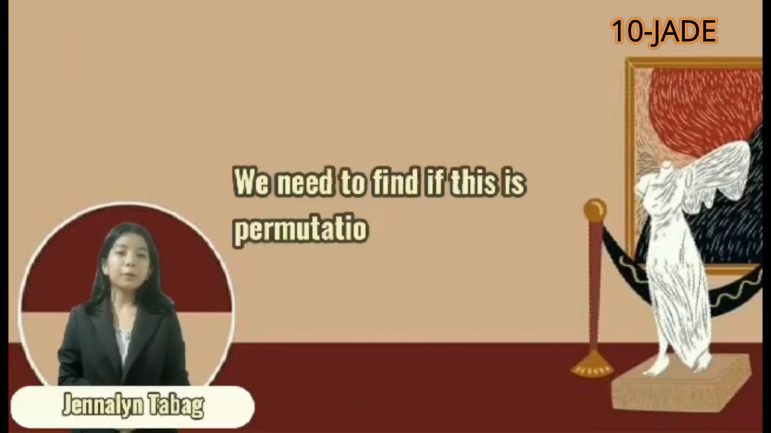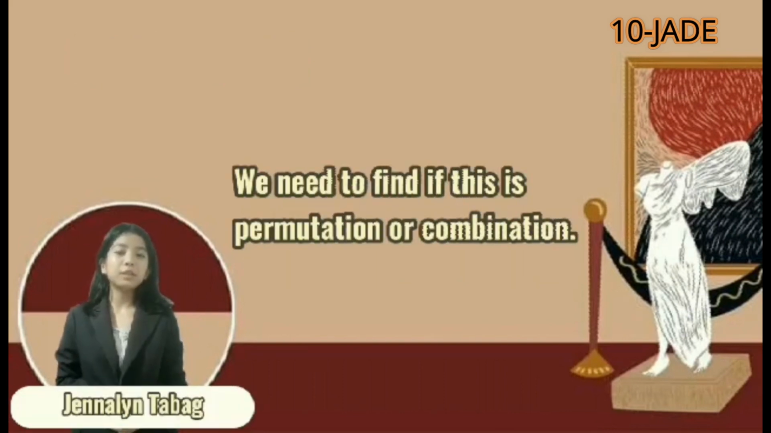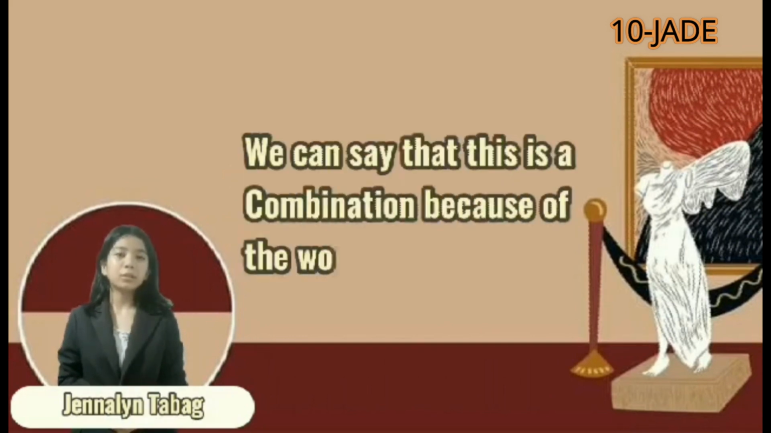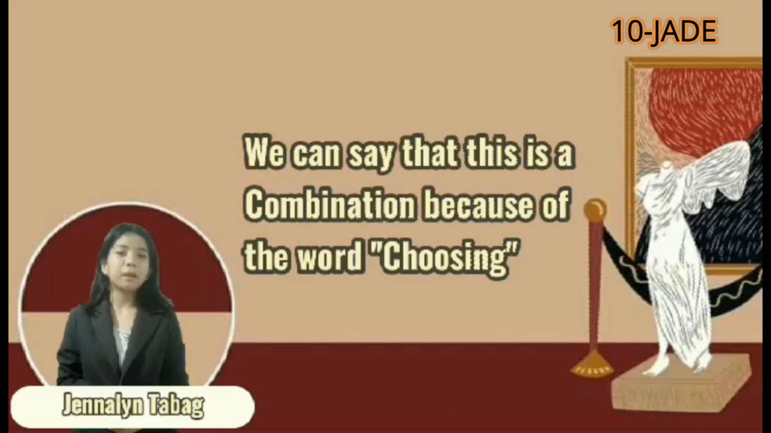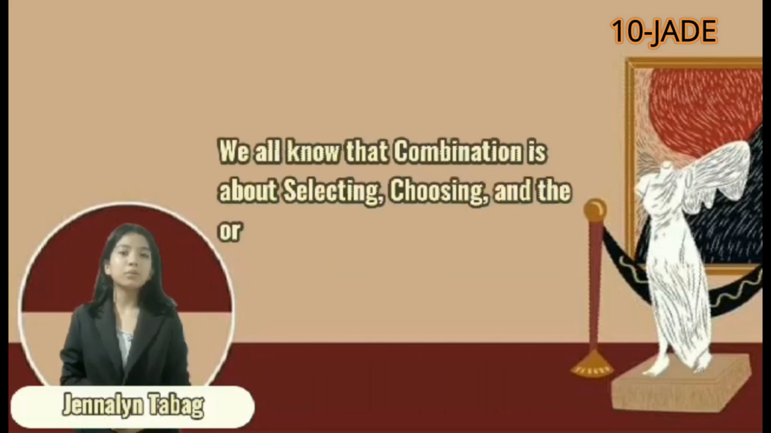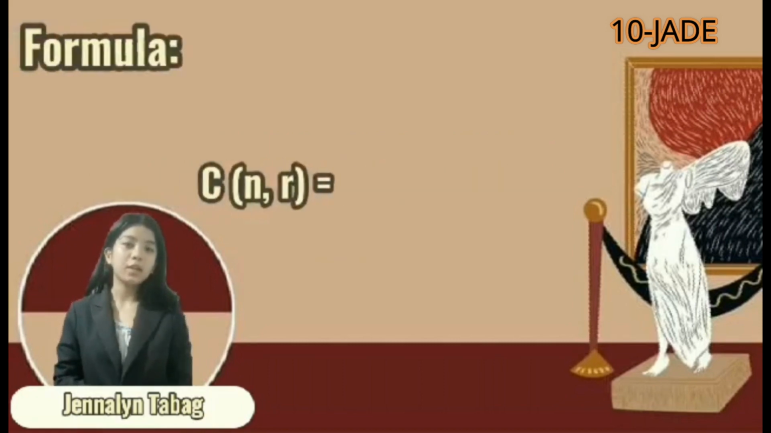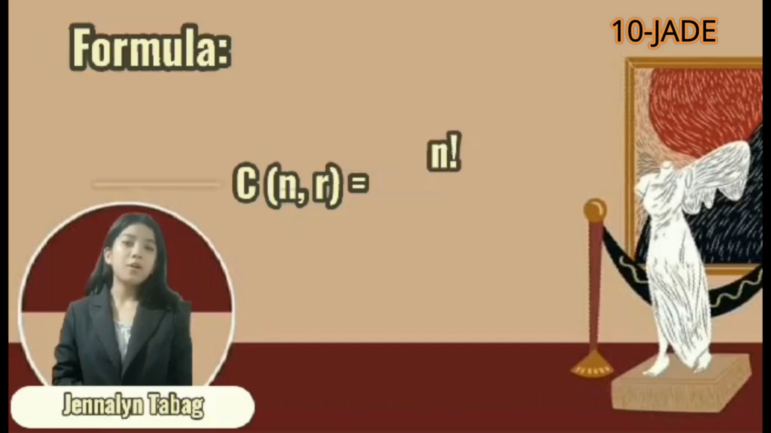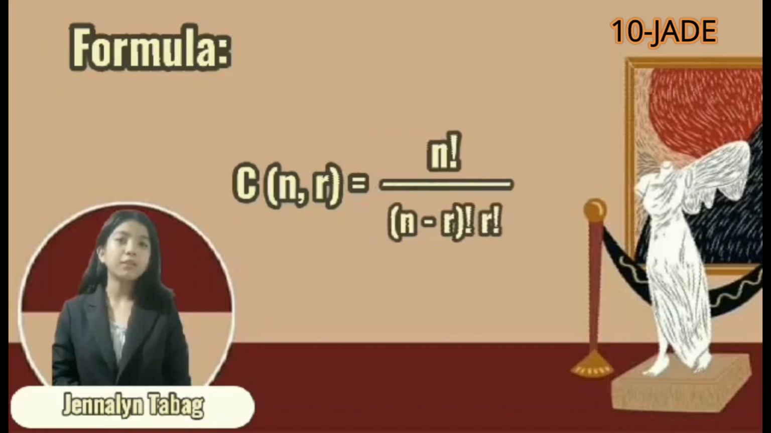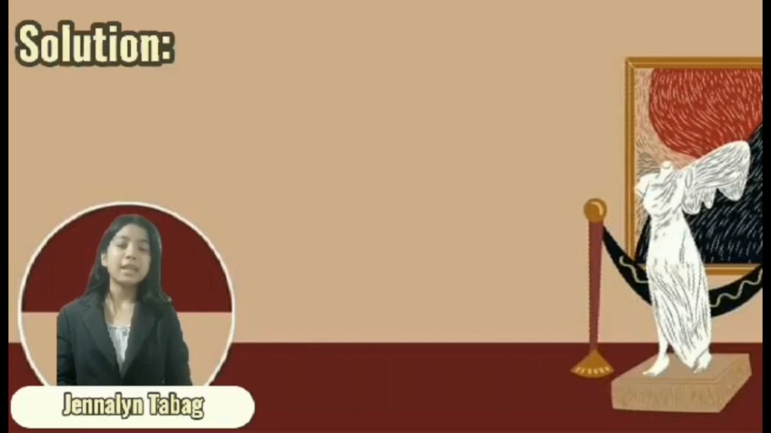So for problem number 5, first we need to find out if this is a permutation or combination problem. As we can see, there's the word choosing, so we can say that this is a combination problem. We all know that combination is about choosing, selecting, and the order does not matter. The formula of combination is combination n, r equal n factorial over quantity n minus r quantity factorial times r factorial. Now let's find our n and r. As we can see, our n is equal to 10 and our r is equal to 5.